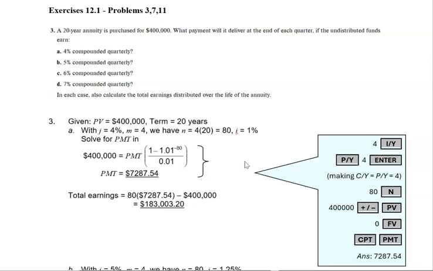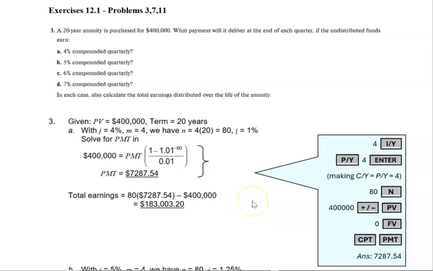So let's have a look. We know the present value is 400,000. We know that the term is 20 years. For A, we know that our I/Y is 4, and our N is the 20 years multiplied by the quarterly, which gives us 80. Again, you can use the formula to calculate, or you can put this into your financial calculator.